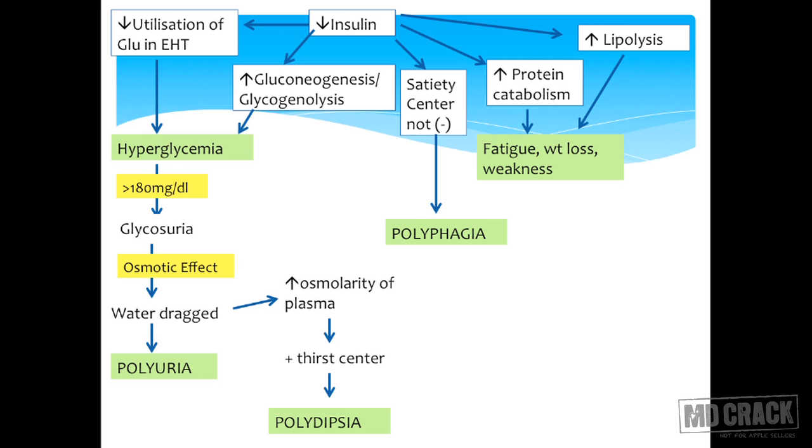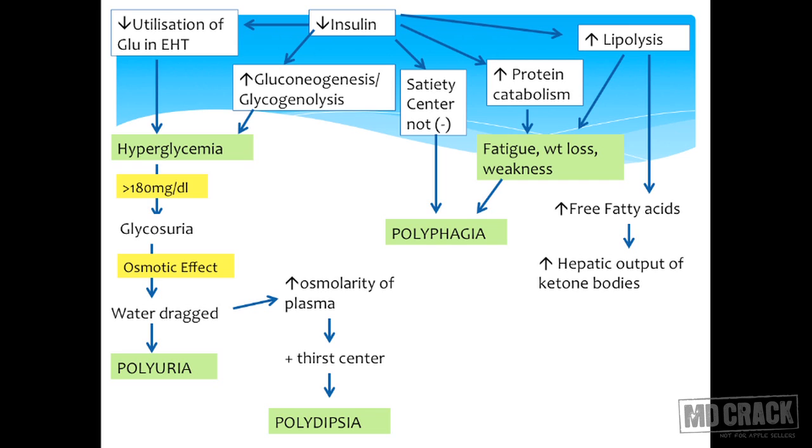All these are the characteristic features of insulin deficiency, or what we call diabetes mellitus. So insulin deficiency has led to even this fatigue, weight loss, weakness. All this will also again contribute to the polyphagia that is seen. Lipolysis means increased free fatty acids. Free fatty acids will increase the hepatic output of ketone bodies. These people are more prone to ketoacidosis.